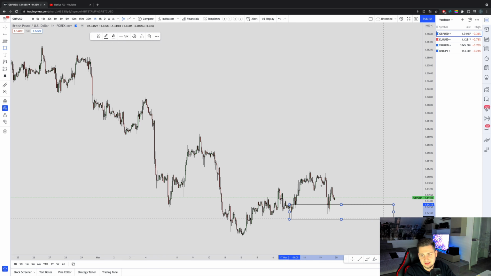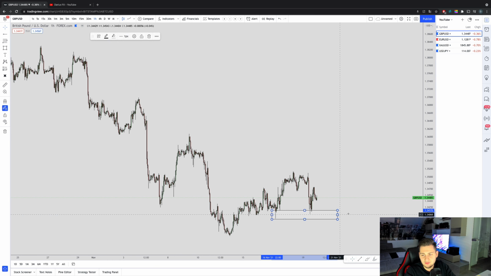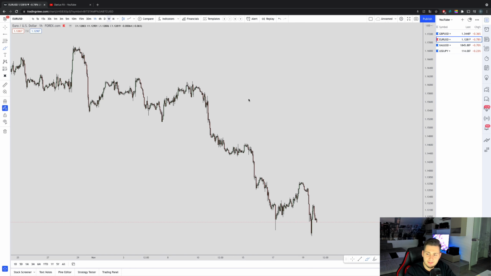I can just give you this. It reacted at this 1 hour demand level pretty well, as you can see. Potentially from here price will go like this. That's one option. Or we will go like this and then it will drop like this. So not clear, but more than likely bullish from my point of view. Let's go to the EURUSD.